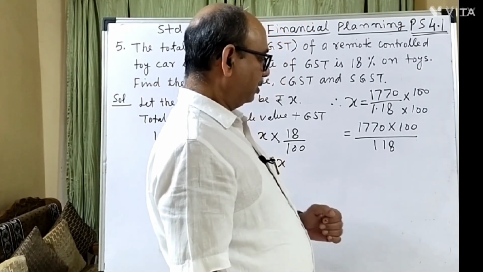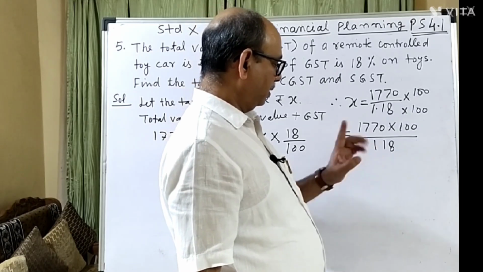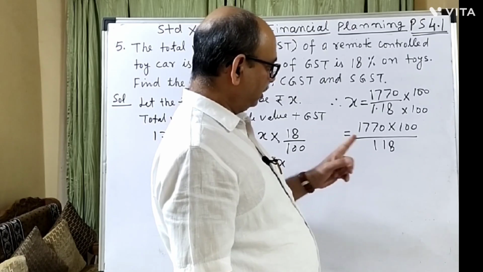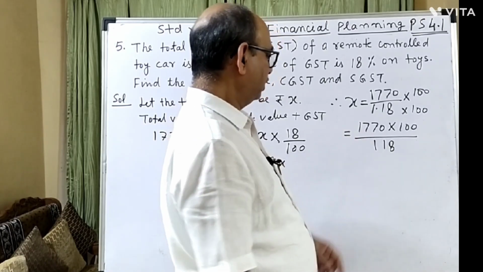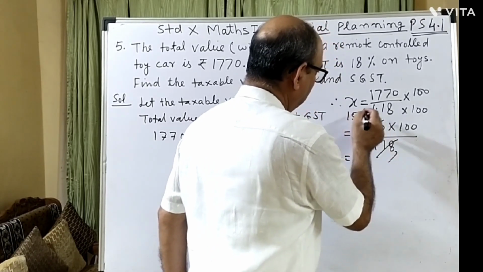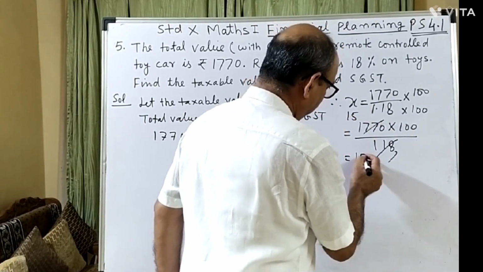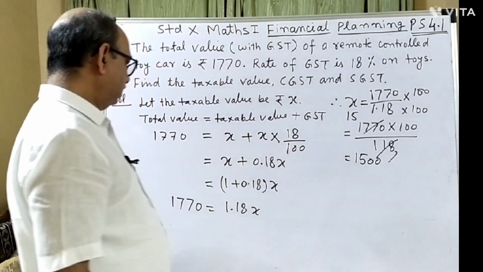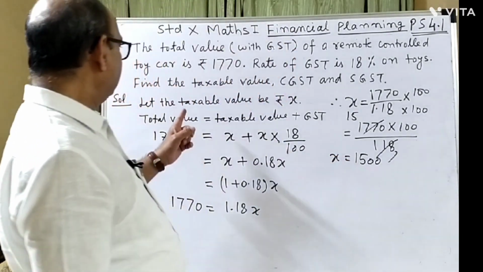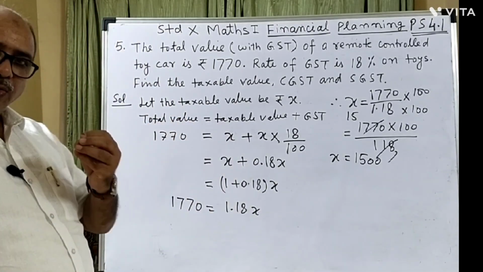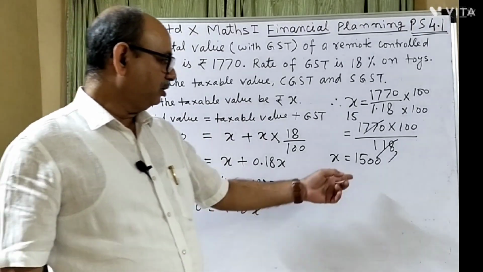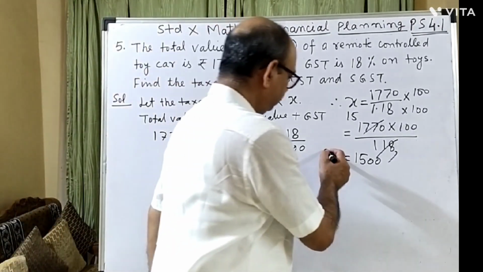Dividing 1770 by 118, we get 15. This is equal to 15, and 15 into 100 is 1500. That means the value of X, and X is the taxable value. So the taxable value of the remote control toy car is rupees 1500.